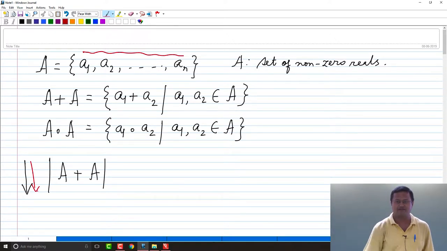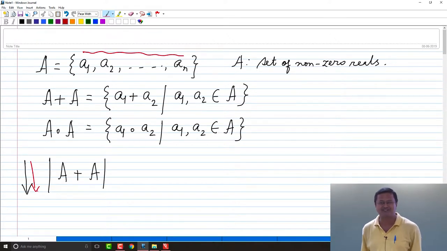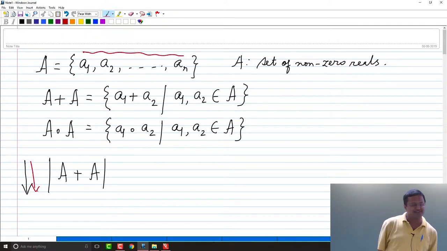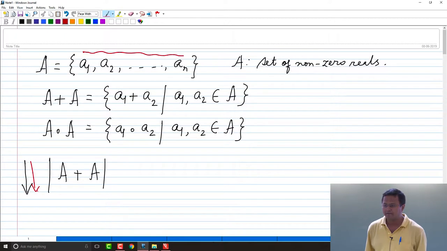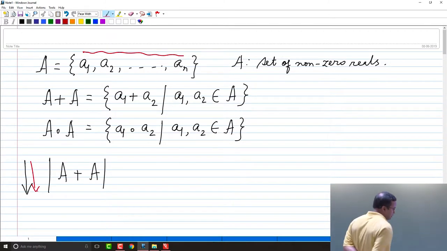Wait, hold on. You know arithmetic progressions, no? Okay, fine. Yes. When can that happen? Intersection between two sets. Where did you get two sets? There is only one A. So, did you understand this problem? No?